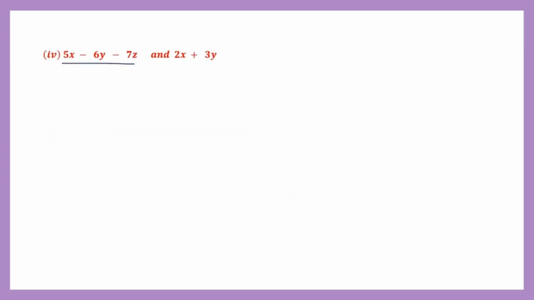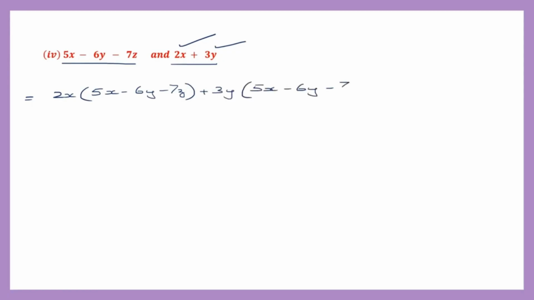So here we have a polynomial multiplied by a binomial. So let's take the first term, that is 2x, into the whole polynomial, 5x minus 6y minus 7z, and the second one, that is plus 3y, into the whole thing, 5x minus 6y minus 7z. So here let's begin. First we multiply 2x into 5x. So 2 into 5, first the numbers, 2 5s are 10, x into x is x square. So this is 10x square.